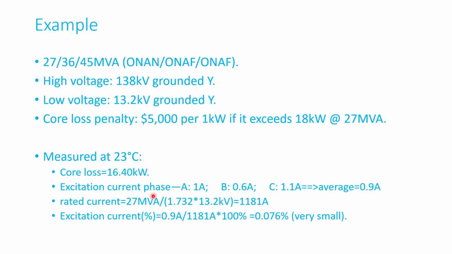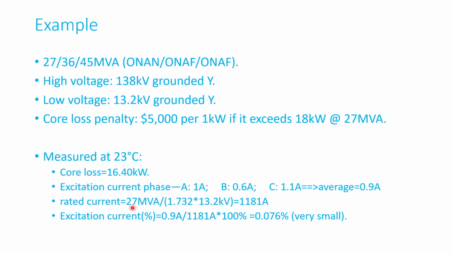The excitation current per phase: phase A is 1 amp, B phase is 0.6 amps, C phase is 1.1 amps. So the average is around 0.9 amps. Notice you have 3 phases, but the middle phase typically is lower than the other phases. That's because if you draw the core, the middle phase has a shorter magnetic path. That means it takes less current than the outer legs to excite the core.